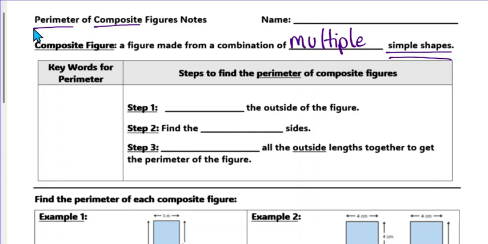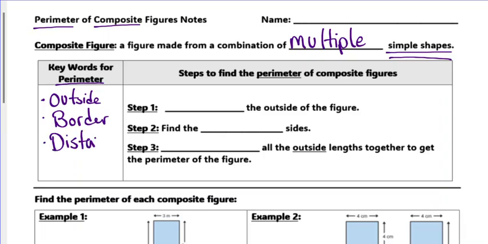Before we get into actually using the formulas, let's just talk about what perimeter really means, or some keywords to look out for. We could say the outside of a shape is the perimeter. We could call it the border, or we could say the distance around a shape. It's definitely not a comprehensive list. There could be other words that you see, but those are three phrases that you might see to represent perimeter.